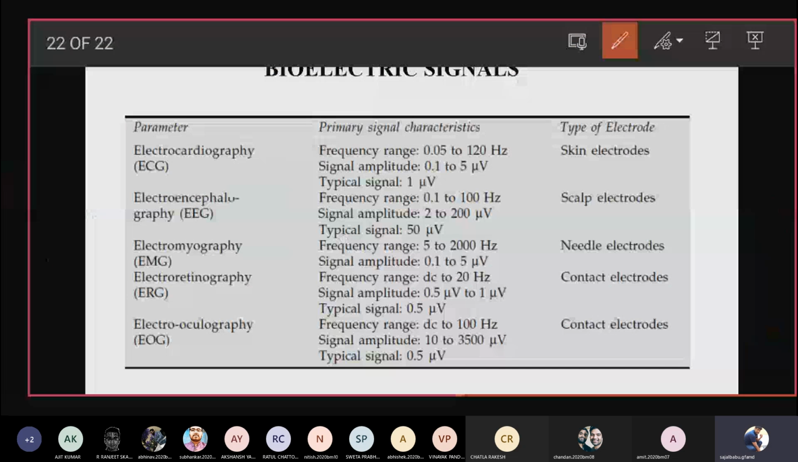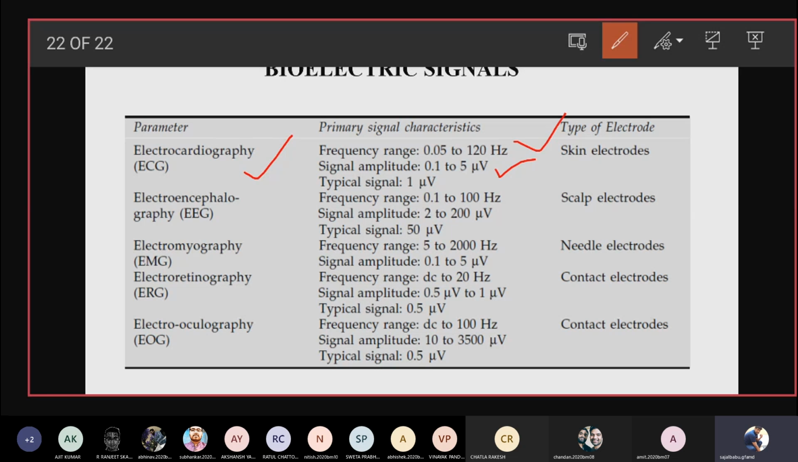The first one is ECG, electrocardiograph. This captures the electrical activity that happens in your heart. Cardiac means heart, so capturing the electrical activity of the heart is called electrocardiography. It is a bioelectric signal, and the signal amplitude will be between 0.1 and 5 millivolts, and the frequency range will be 0.05 to 120 Hz.